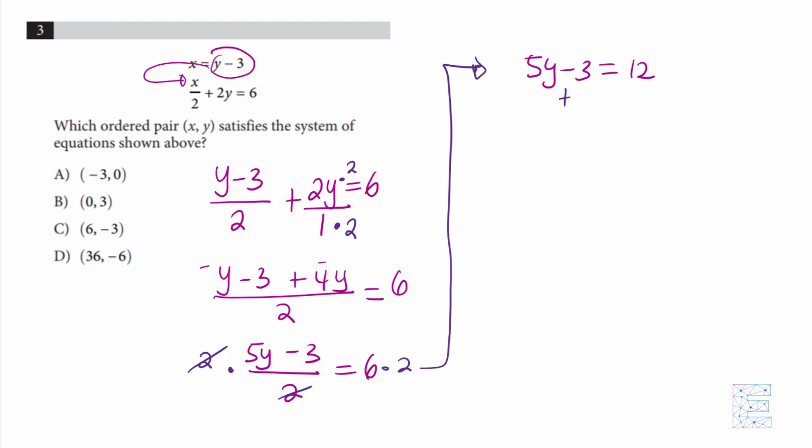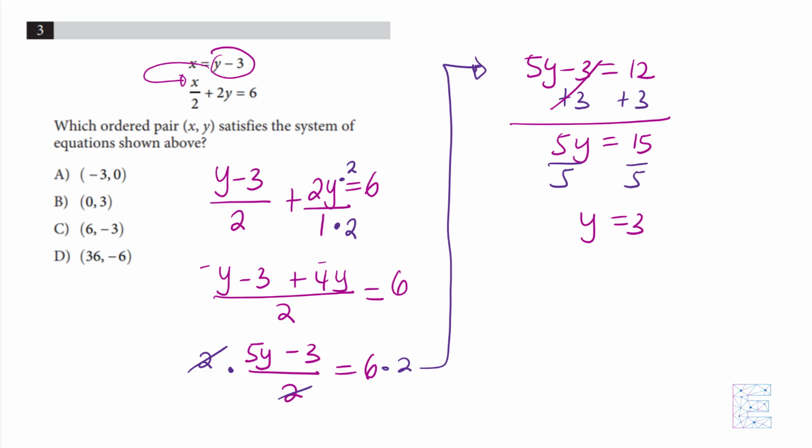And of course, our next step is just simply add 3 to both sides as shown. And these cancel, so 5y equals 15. And last but not least, we'll divide each side by 5, which means our y value is 3.